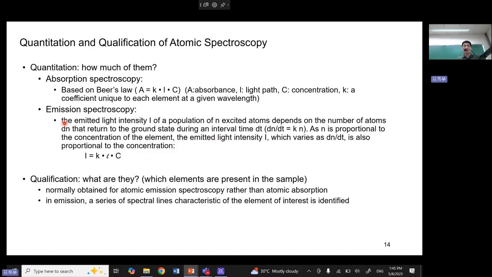Okay, so what about qualification? Qualification means we want to identify what they are, or what elements the solution might contain. Okay, so in this case, if we want to do qualification, which spectrometry is better? Is it going to be absorption spectrometry or emission spectrometry?